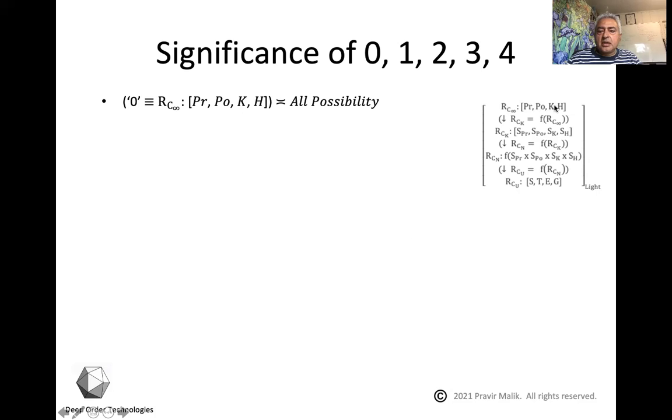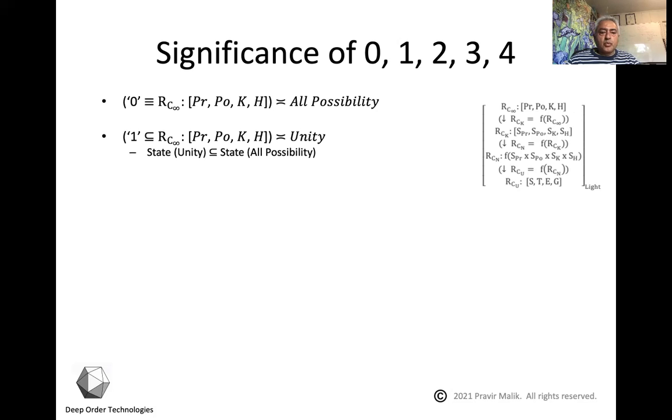So keeping this light-based model in mind, when we think about 0, we can think of 0 as being essentially related to this first layer where light is traveling infinitely fast. And this layer has infinite information and all possibility in it. So we can think of 0 as being that symbol of all possibility.